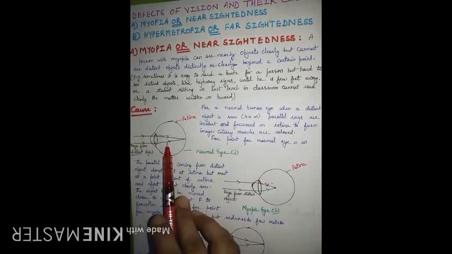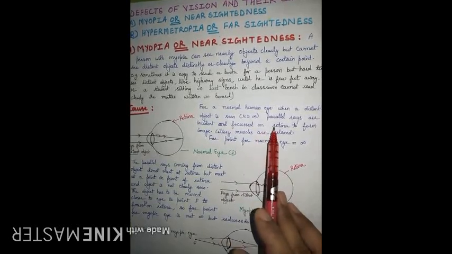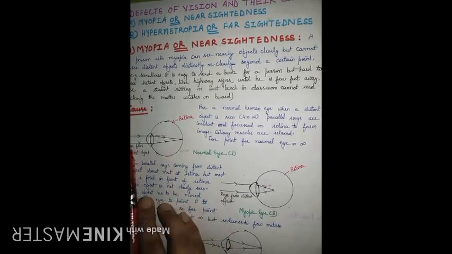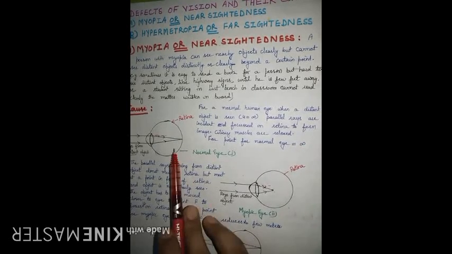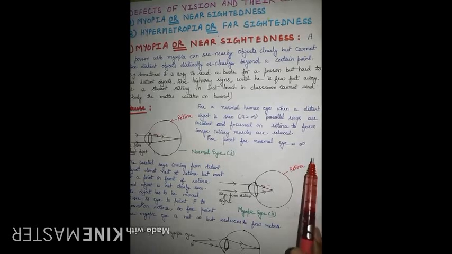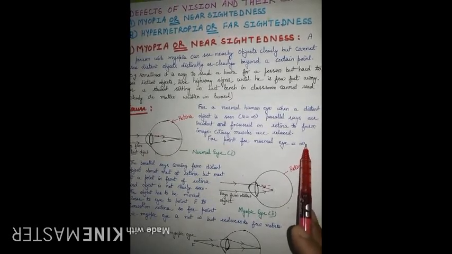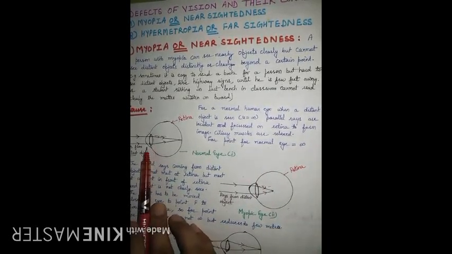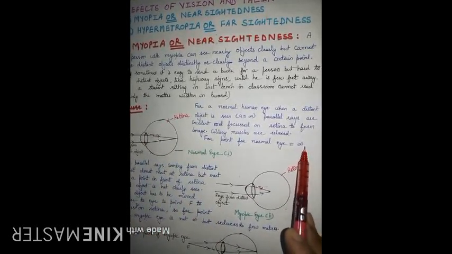So this is a diagram representing the functioning of a normal human eye. Here, this eye is able to see the object that is kept at infinity. It means the far point for a normal eye in this case is going to be infinity. In the previous video we have seen that the near point of a normal human eye is 25 centimeters and the far point is infinity. So this is representing that in normal vision the far point is infinity.